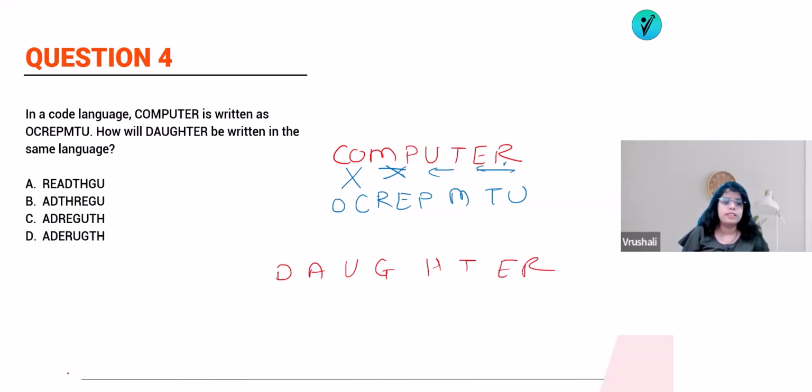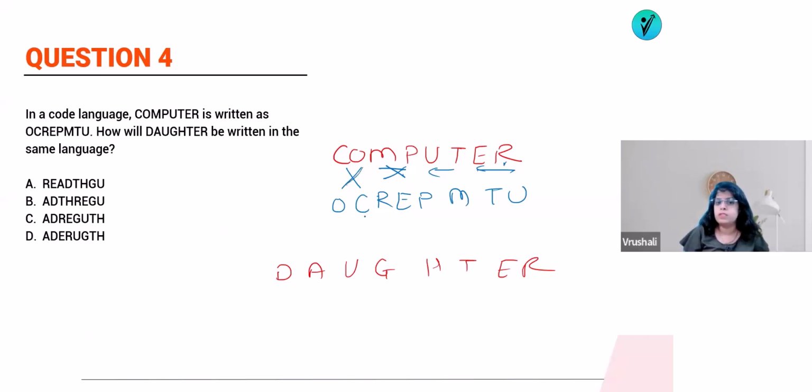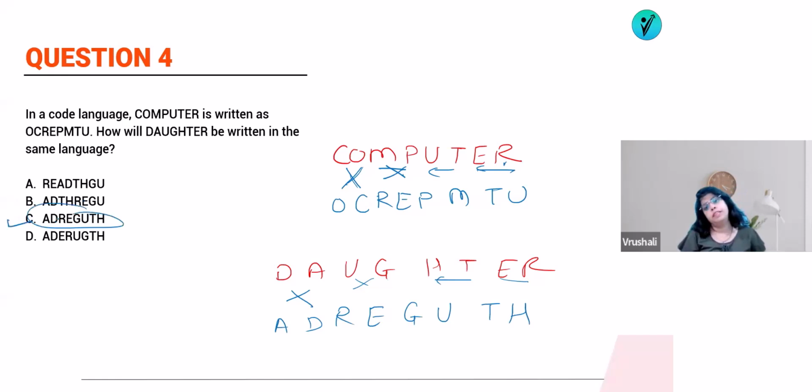DAUGHTER. So first I will repeat it. You can see here OC. Similarly here A and D. Then the last two letters in reverse order, so RE. Then the next two in reversed order, so GU, so G and U. And again this one in reverse, so TH. So which is this? ADREGUTH. The answer will be option number C.